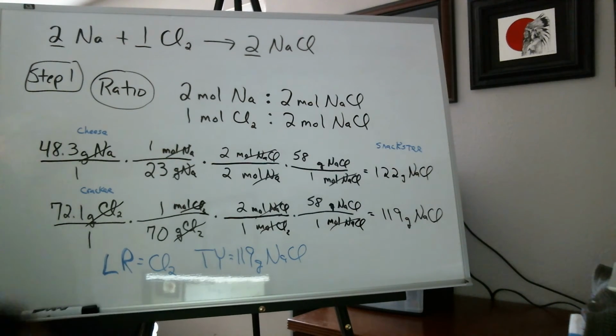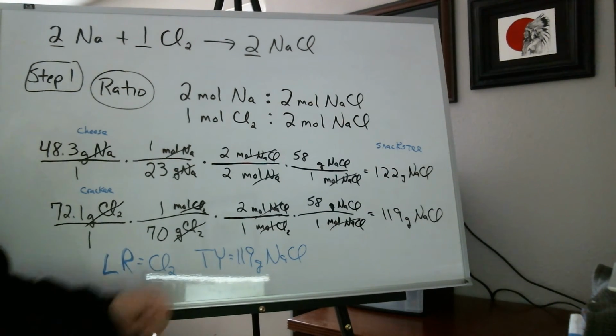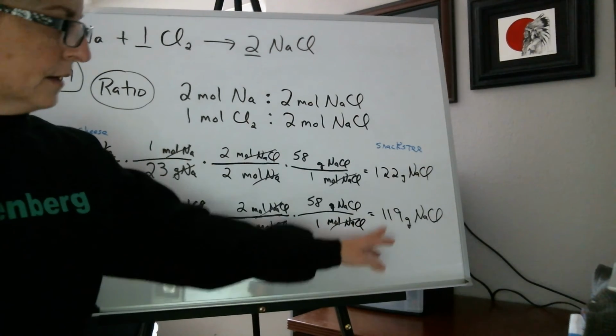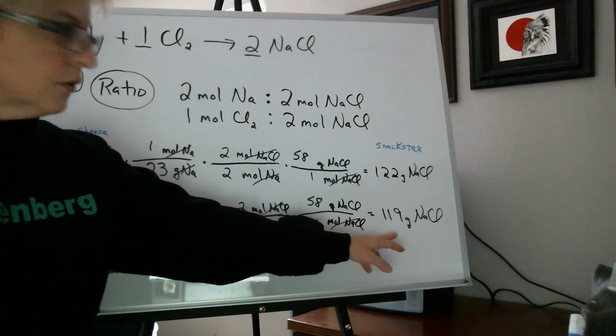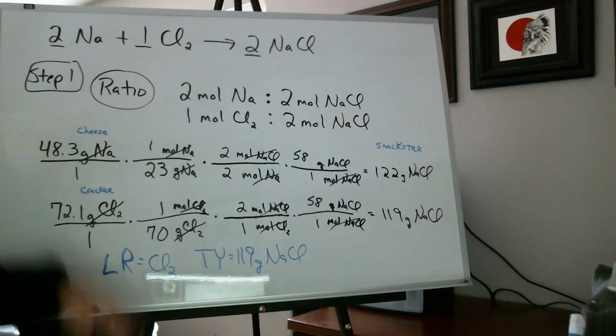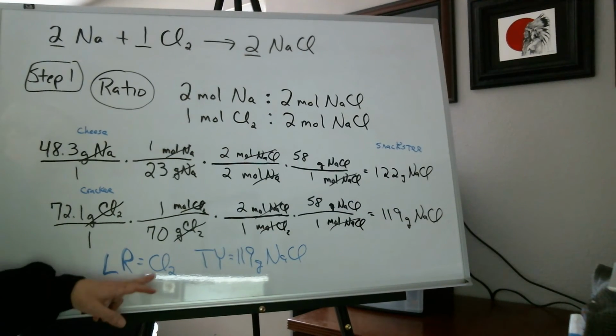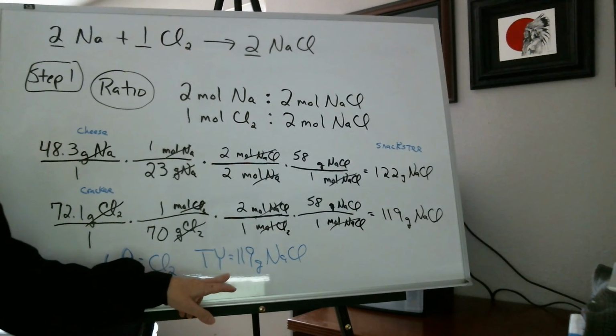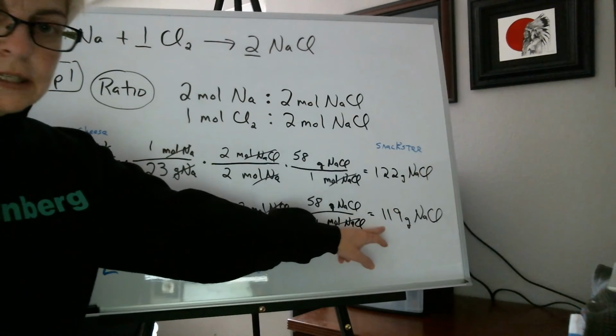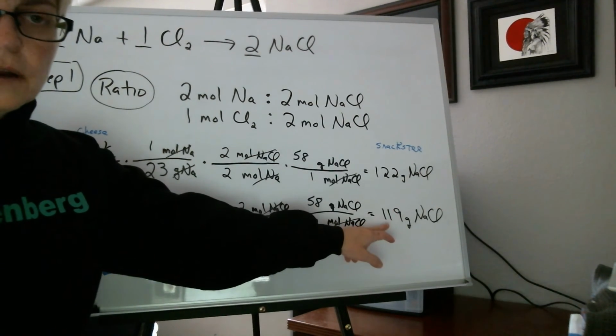Okay, so now if we use the sodium and the chlorine, I can only make a total of 119 grams of sodium chloride because after that I will run out of chlorine. So chlorine I am limited by. My limiting reagent is chlorine. My theoretical yield is 119. It's always going to be the lower of these numbers.